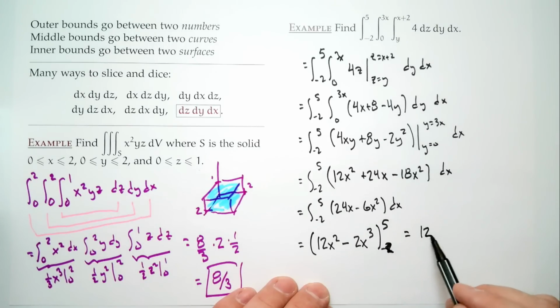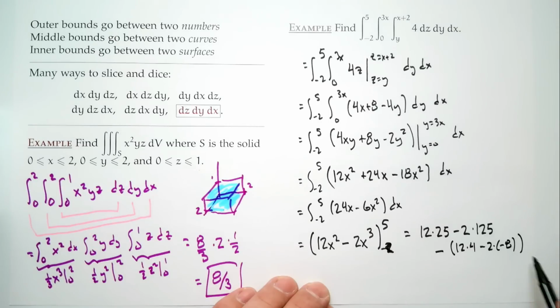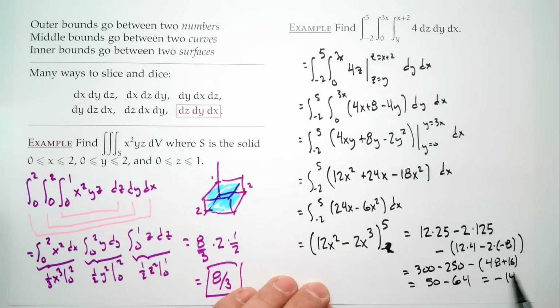And we'll get 12 times 5 squared, which is 25, minus 2 times 5 cubed, which is 125, minus 12 times 4, which is negative 2 squared, minus 2 times negative 8. And we can stop there. We don't have to keep going. For instance, we don't have to know that this is 300 minus 250 and that we're subtracting 48 plus 16. That's not important to know. Or that this is really 50 minus 64, which would give us negative 14. We don't need to know that.